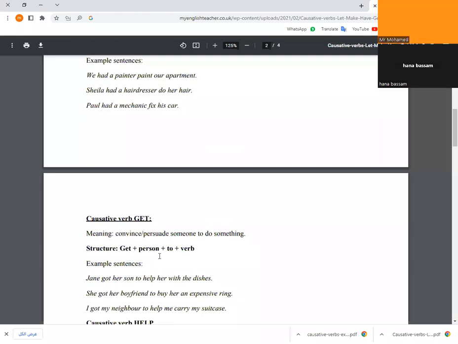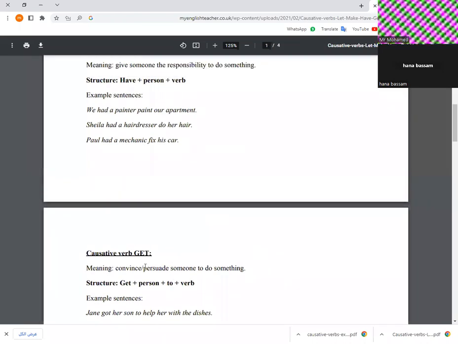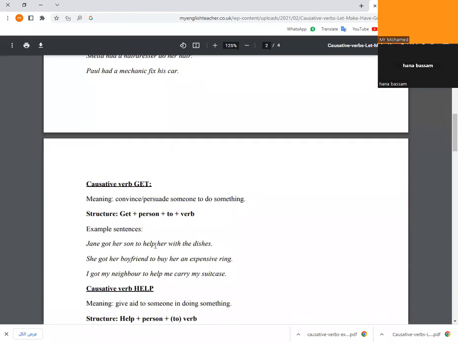So the difference between have and get is that with get, I'm trying to persuade the person to do that thing. There is a kind of persuasion. But with have, I just ask him to do it. Okay, Hannah? Okay.